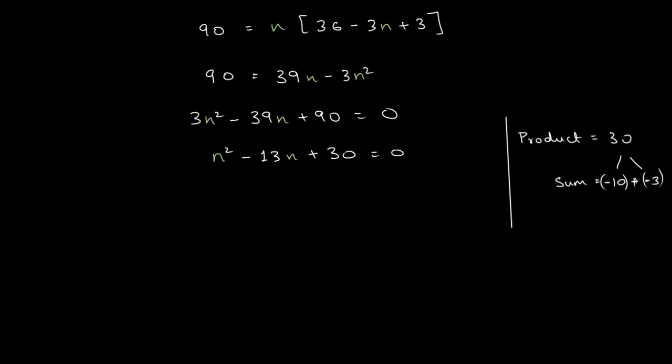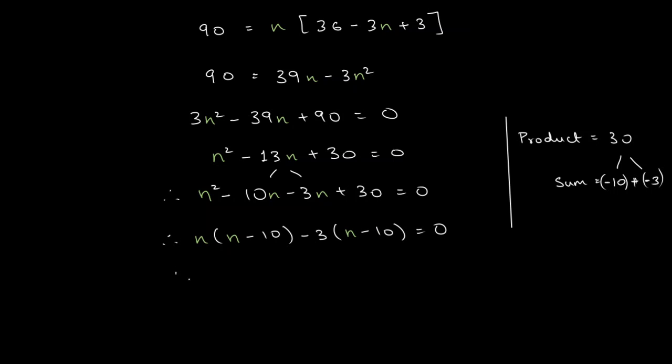All right, so we've got our factors. So this can be written as n square minus 10n minus 3n plus 30 is equal to 0. This is how we've split the middle term. Between the first two terms, I can take the n common. In the bracket, I'll be left with n minus 10. Between the third and the fourth, negative 3 is common. In the bracket, I'll be left with n minus 10. So therefore n minus 10 into n minus 3 is equal to 0.